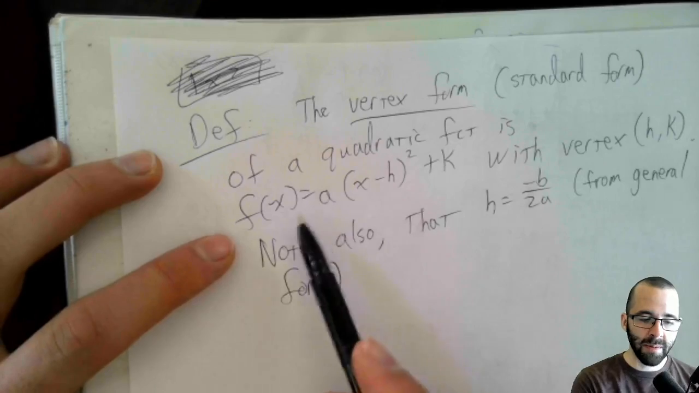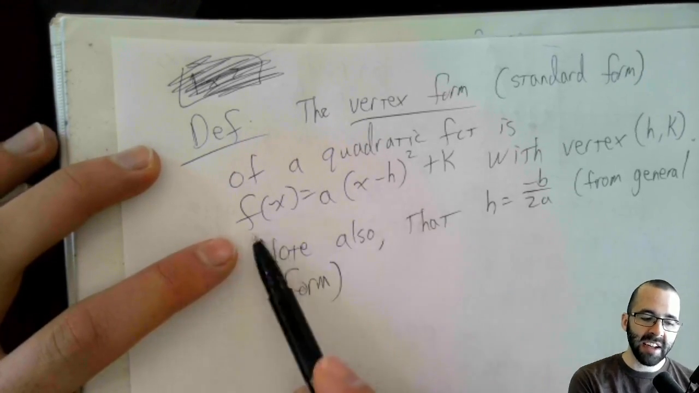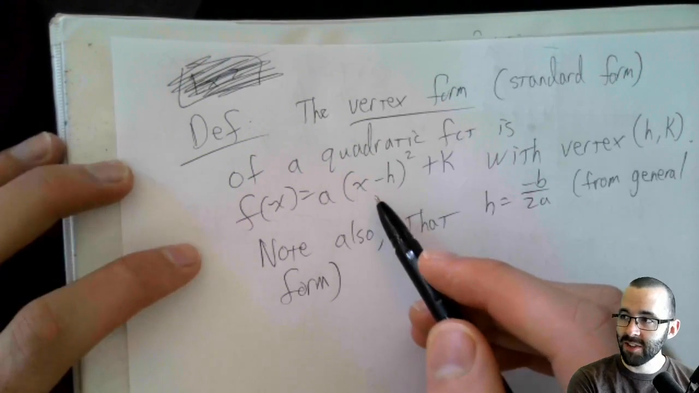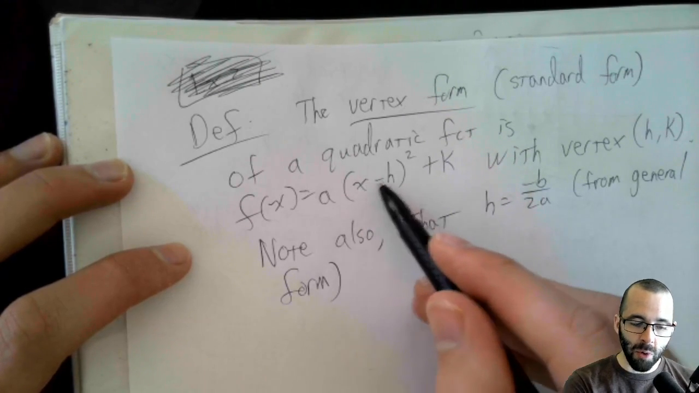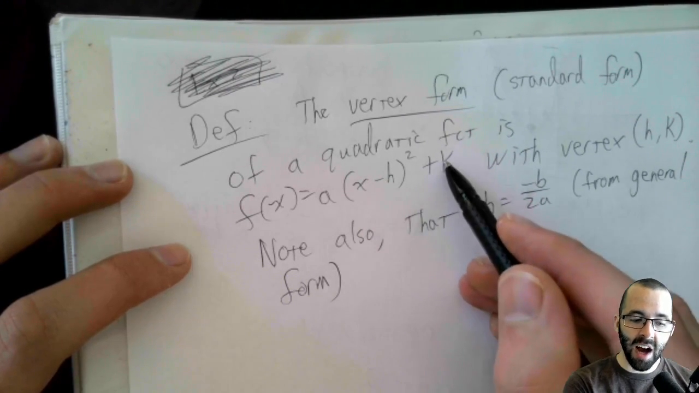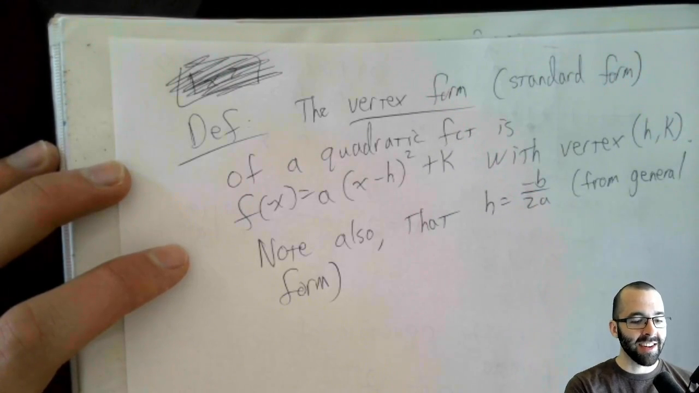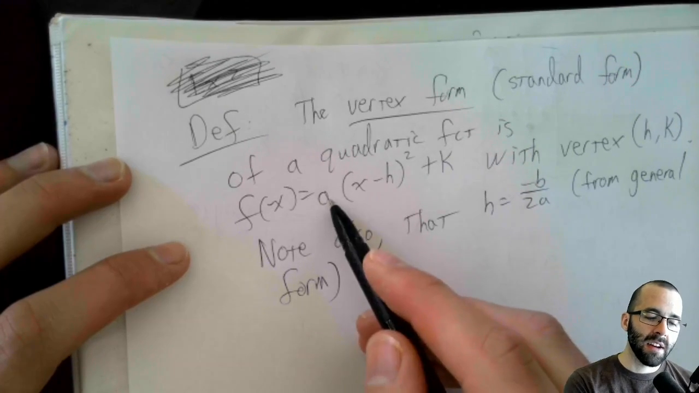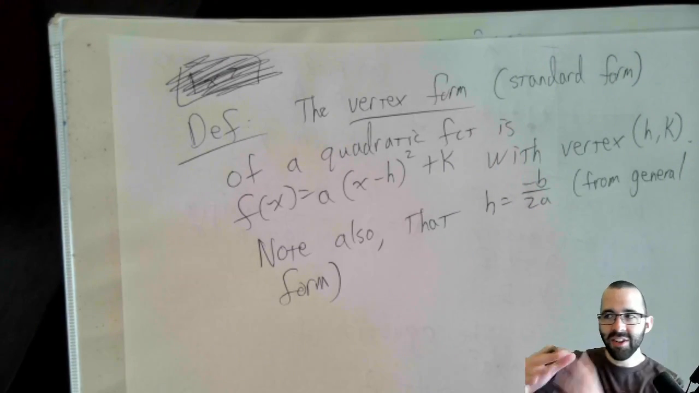So vertex form. We've already seen stuff like this. This is the form that's really nice for function transformations, right? Because if we talk about function transformations, this is a quadratic equation shifted right h units and up k units. Oh, that's why that's the vertex, h, k. It also has a vertical stretch of a. All right, so everything's tying together.